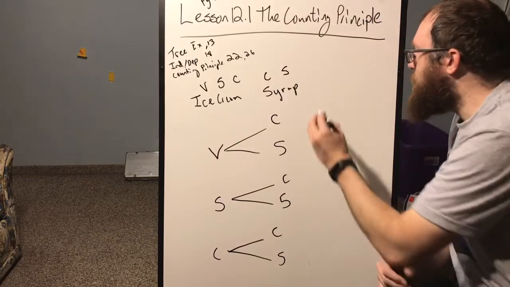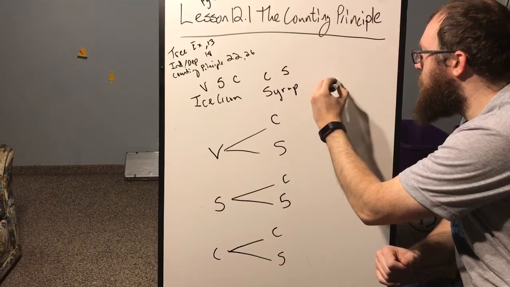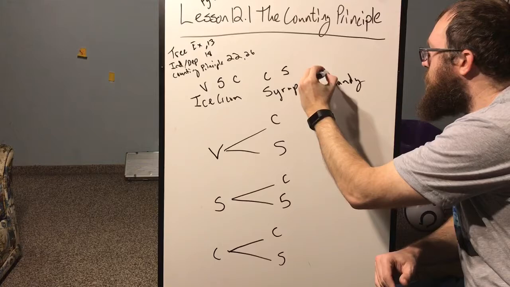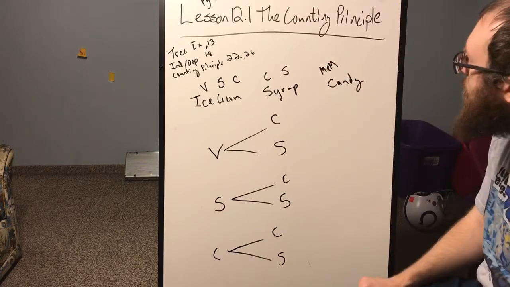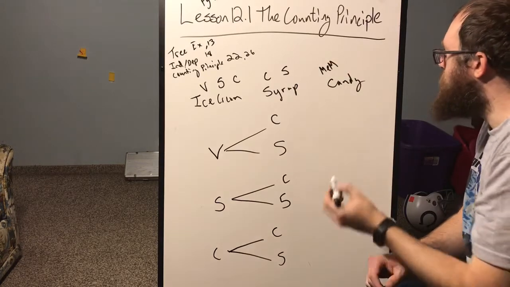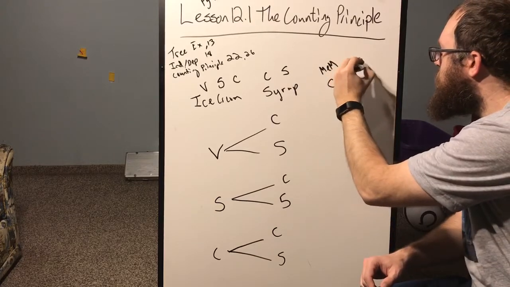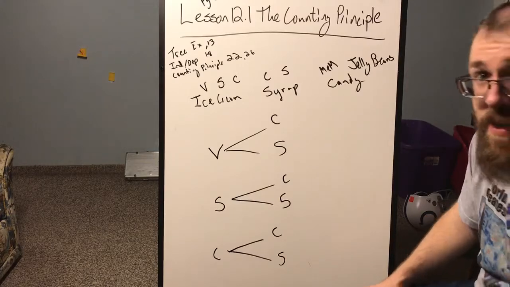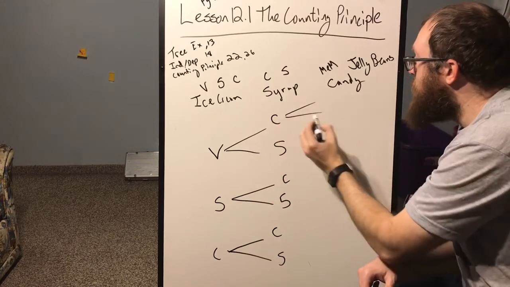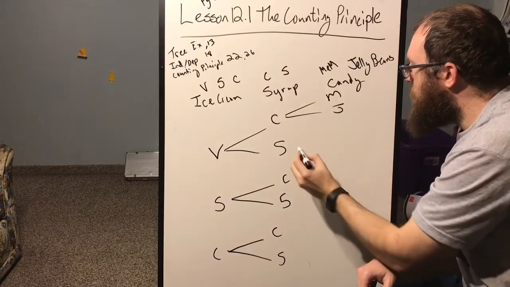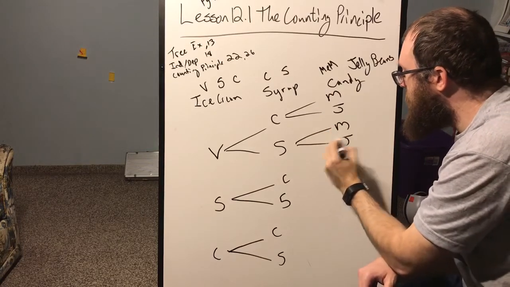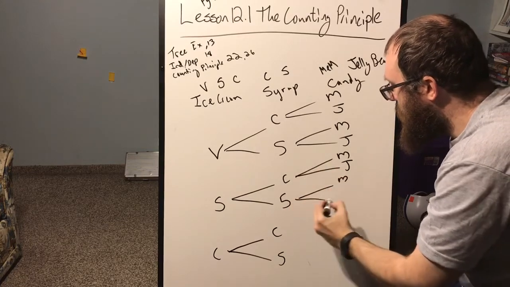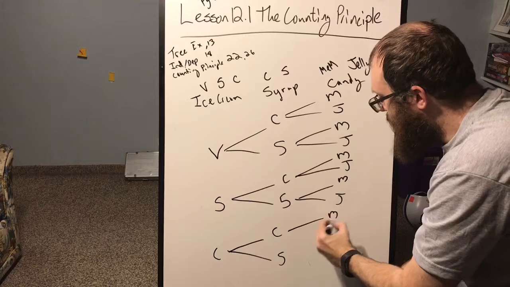And then let's say that I have some toppings. Let's say I have some candy sitting around the house because it's been Easter. I have some M&Ms, and I have some jelly beans, which would make a disgusting ice cream, but that's life. So M&Ms, jelly beans, for each of the ice cream and syrup combinations.